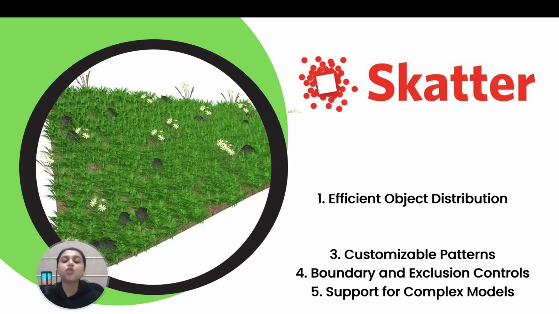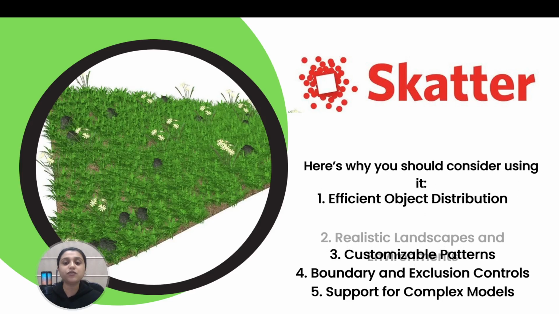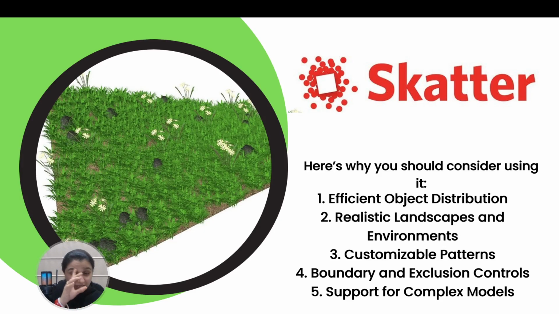Next one is called Scatter. Now what Scatter does is that it has this option for creating very realistic landscapes and environments. Now think about it. You have a residential building that you have created, or a complete block that you have created. Now you want to add foliage there, you want to add some rocks, you want to add some flowers just for hyper realism. If you start to do that one by one, it will take you a lot of time.